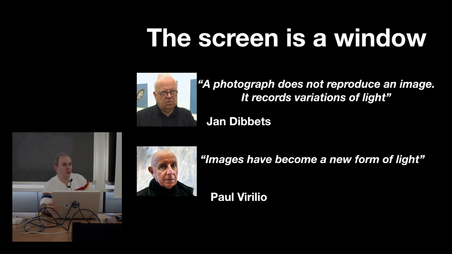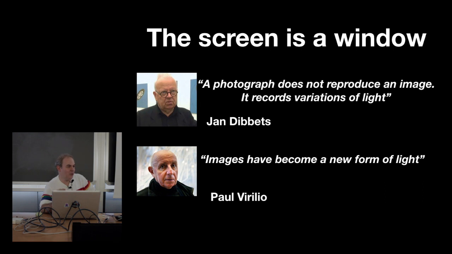So imagine that when you have a screen, you have a window, and consider that as a window that is emitting light. Okay. I am supported in this theory by two wise old men. One is Jan Dibbets, who is a conceptual artist and a photographer, and this is one of the quotes I always use in my presentations here at Gisella. He said that a photograph does not reproduce an image, it records variations of light. So with this we understand exactly what a media is. A media is a way to record light.